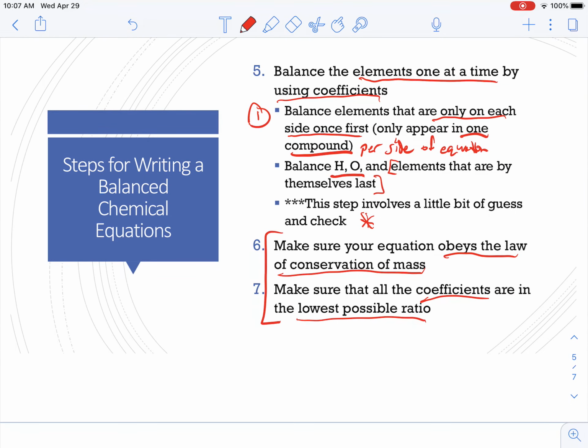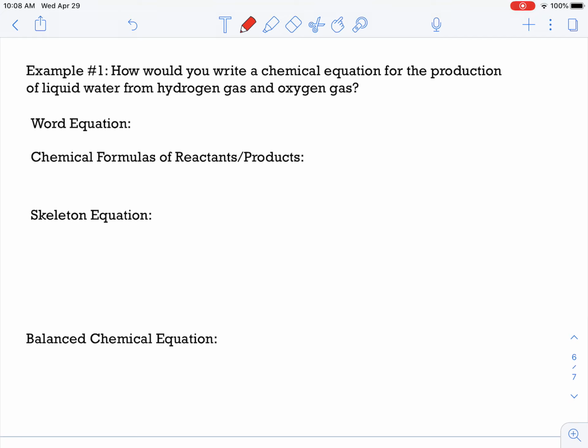So what we're going to do right now is walk through a couple of examples. The first one is actually looking at the second example we did in yesterday's class. We're producing liquid water from hydrogen gas and oxygen gas. So again, if we think back to our word equation, what this means is that hydrogen is going to react with oxygen, and this is going to produce water.